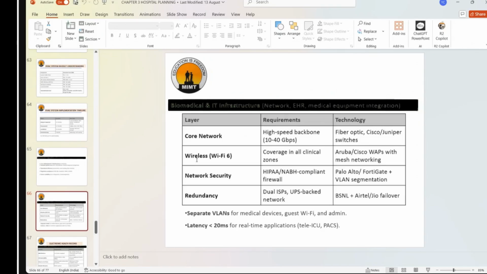always prepare for that. And this PACS system is the picture archiving cloud system.